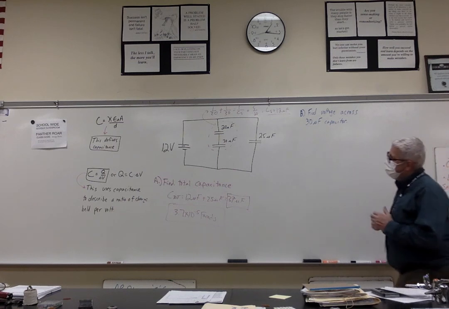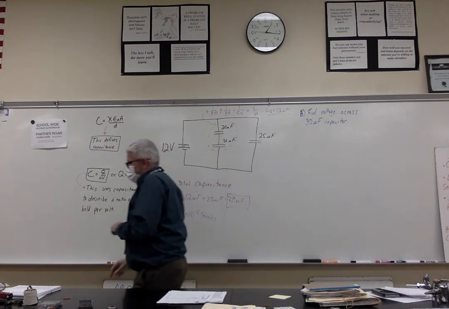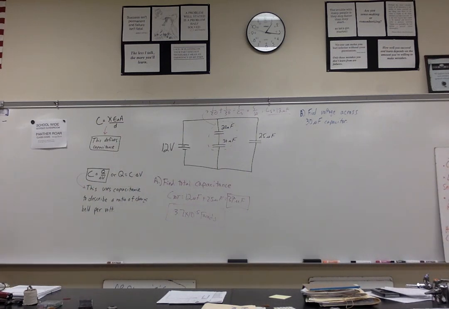Tanner, if I was to ask you to guess what the voltage across this capacitor would be, would it be more than 12 volts or less than 12 volts? Less than 12 volts. For sure. Because in that path, you can't have more than 12 up there. Right. Now, Tanner, if I was going to ask you the voltage across the 30 microfarad capacitor, do you think it would be more than 6 volts, less than 6 volts, or exactly 6 volts? More than 6 volts. Okay.